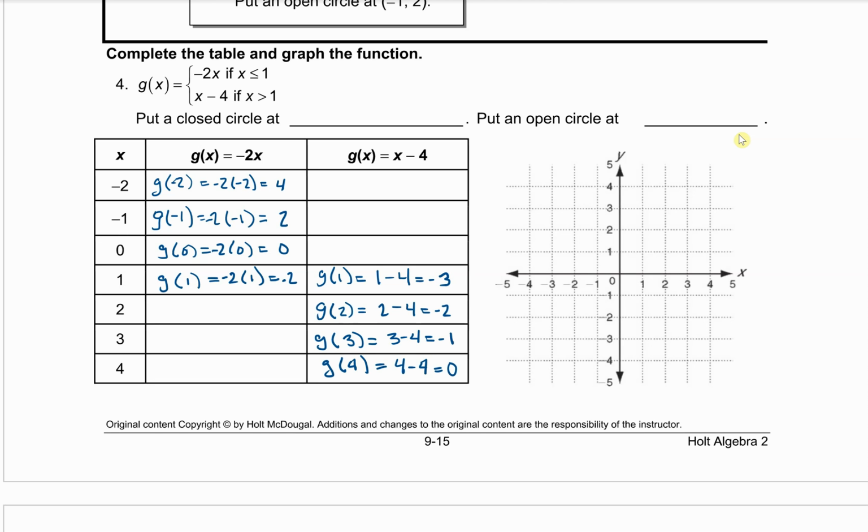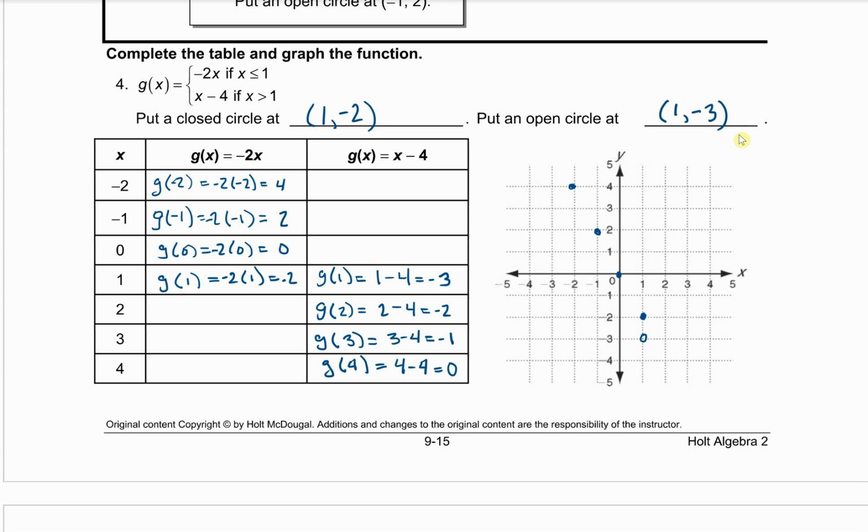So now if I'm graphing these, let's see, negative 2 gives me positive 4. So I'm right there. Negative 1 gives me positive 2. 0 gives me 0. 1 gives me negative 2. That's where I have my closed circle. My closed circle is going to be at 1, negative 2. And then I'm going to have an open circle because the x minus 4 is when the value is greater than 1, at negative 3. Right there. So I have an open circle at 1, negative 3.